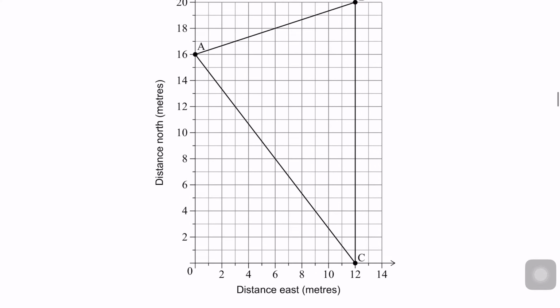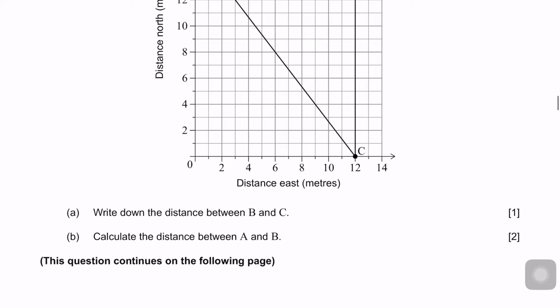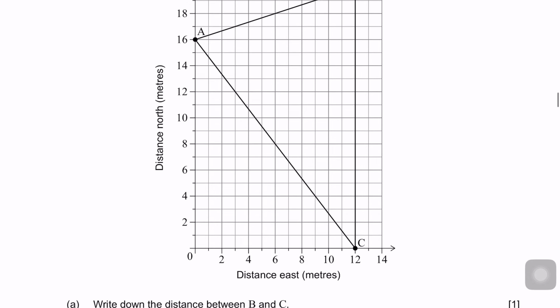So it looks like we've got part of the amusement park, and the y-axis represents our northerly direction that we travel, and then the x-axis is the easterly direction that we travel. Part 1 asks us to write down the distance between B and C, and importantly this is a 1-mark question, so it should be fairly straightforward.